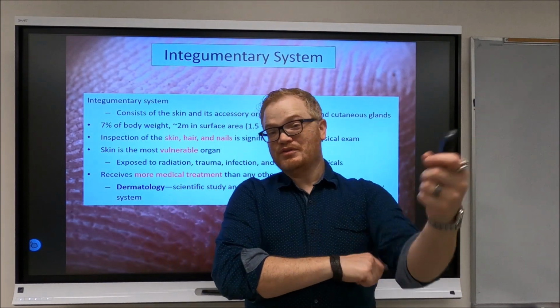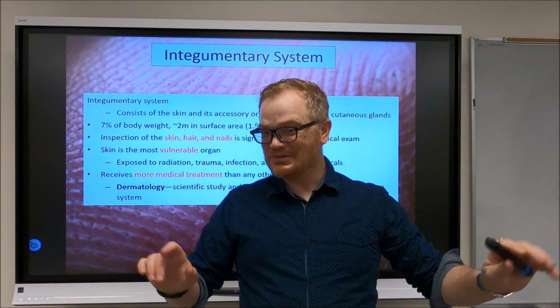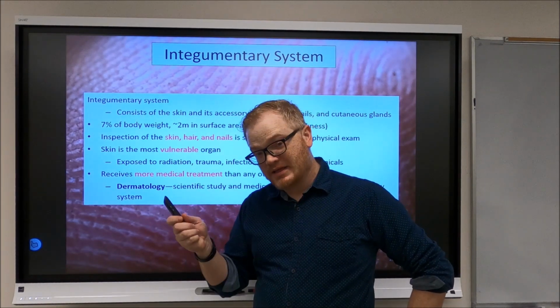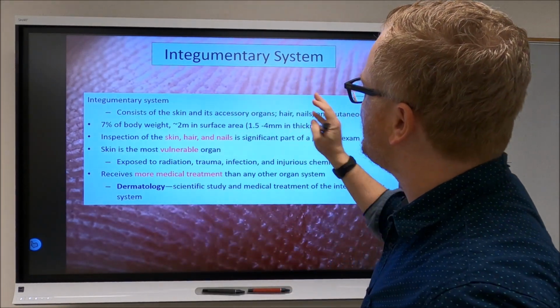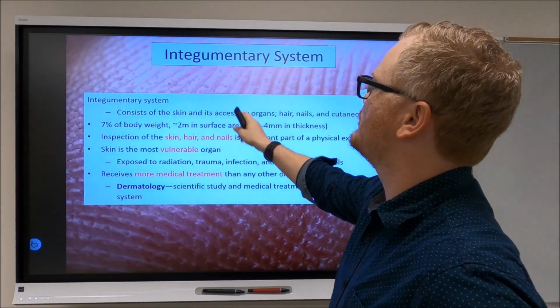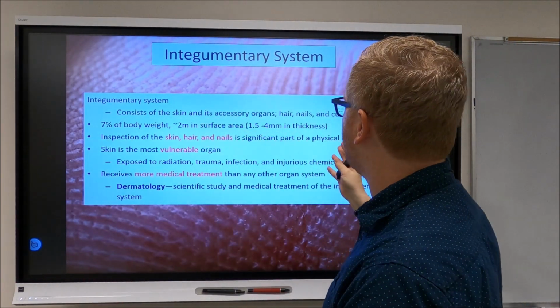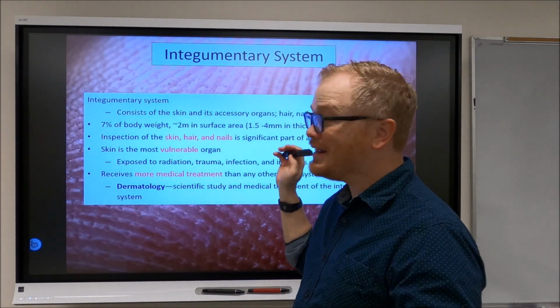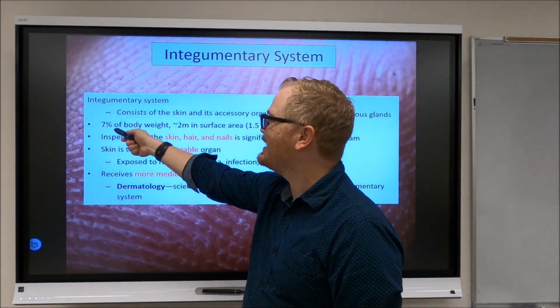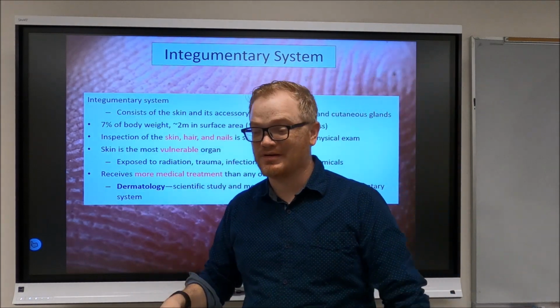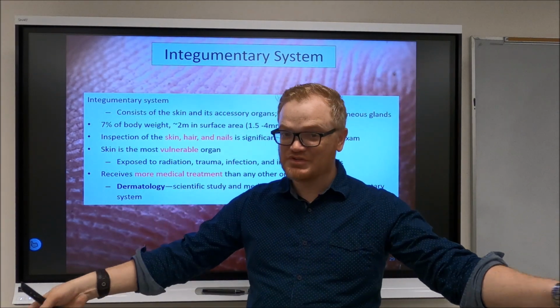And that takes us to the integumentary system. So let's have a little tour of the integumentary system. All right, the integumentary system. So your integumentary system consists of your skin and your accessory organs like your hair and your nails, cutaneous glands, that kind of thing. It's actually quite a large organ system, accounting for about 7% of your body weight or a couple of meters of surface area. So this is a lot of tissue.